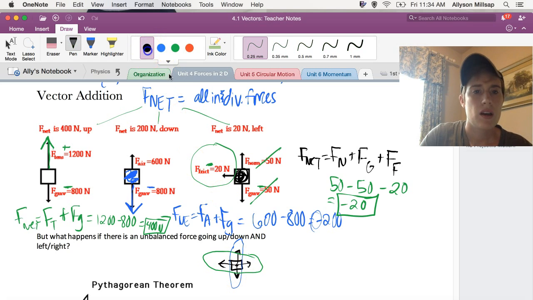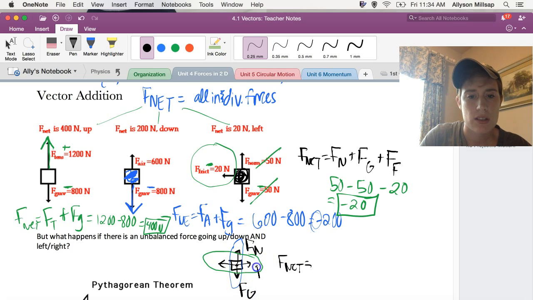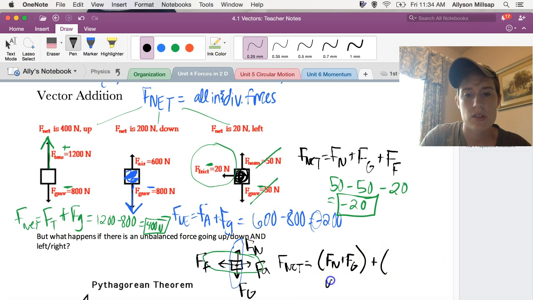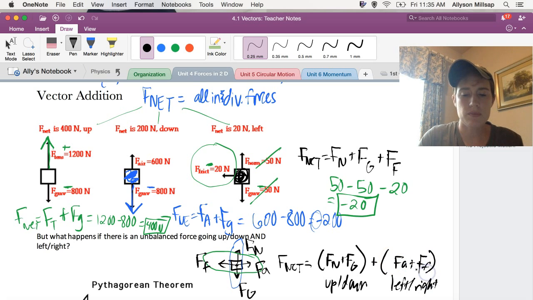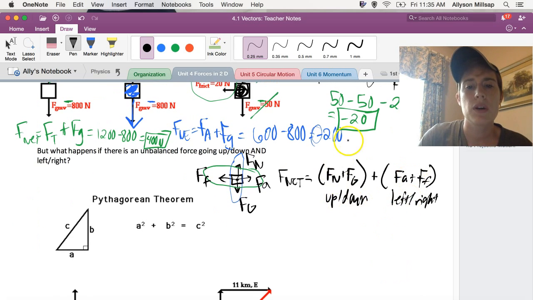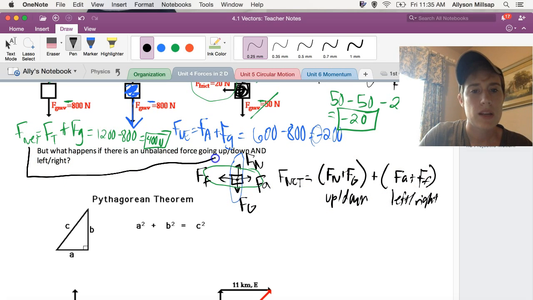Okay. So when you're writing your formula, let's say this is normal force up here, gravitational force down here. Let's say this is applied force and friction force. So I want you to put a parentheses and say, here's your normal force plus your gravitational force. Put a parentheses. And then in a separate parentheses, put your left and right forces. So this is your up and down forces. And then this is your left and right forces. Applied and friction. So it's important that you separate them because what we're going to deal with now is what I typed up right here.